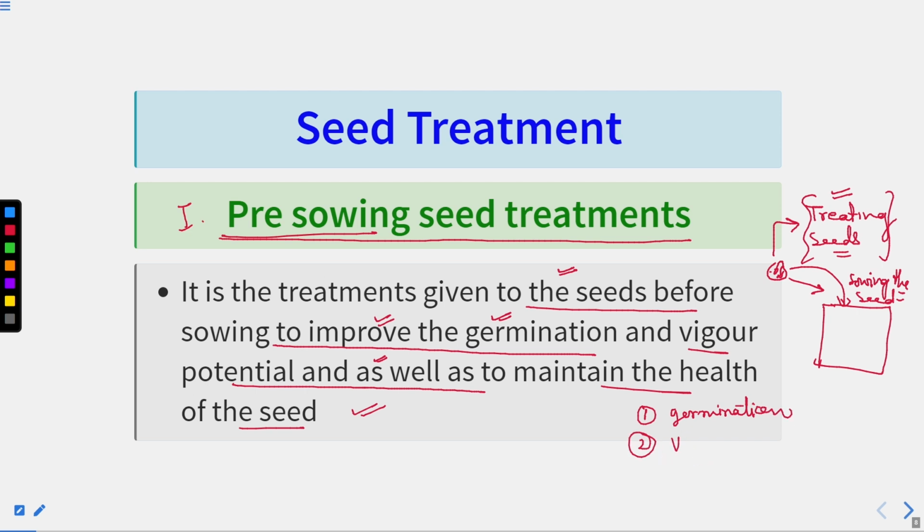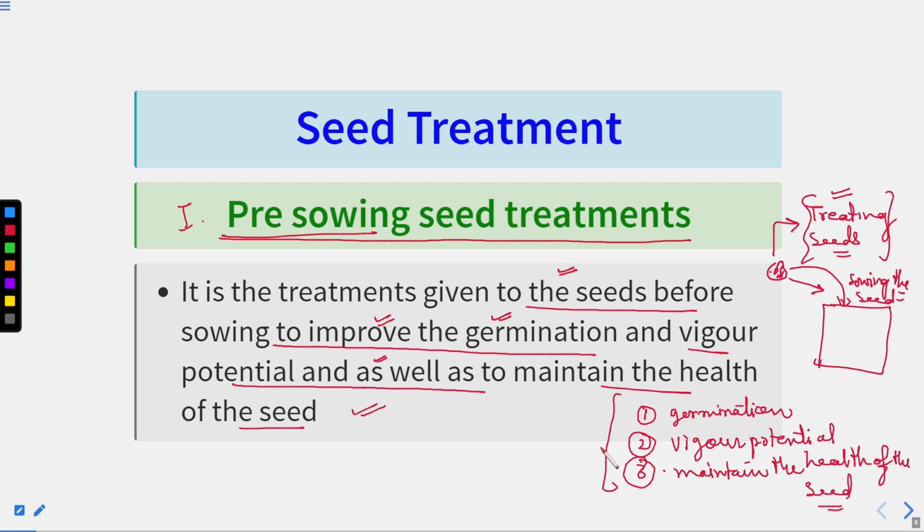Second, it improves the vigor potential, right? And third, it maintains the health of the seed. So these three important things are done in the pre-sowing seed treatment. When we treat the seed, these things can be done: germination, increased vigor potential, and maintaining the health of the seed.